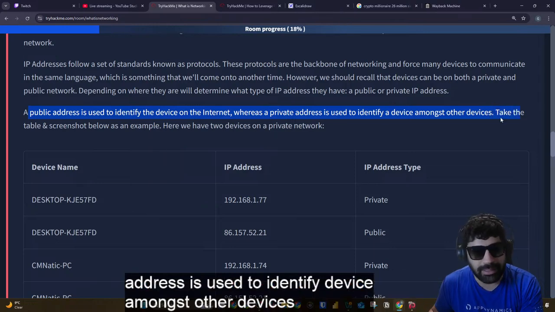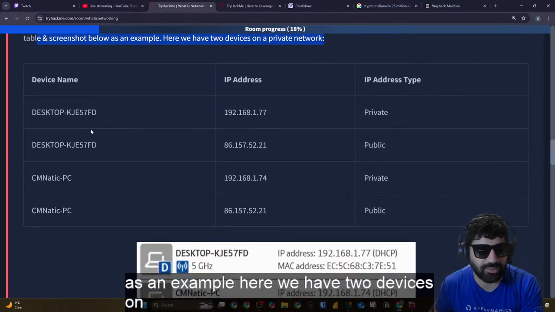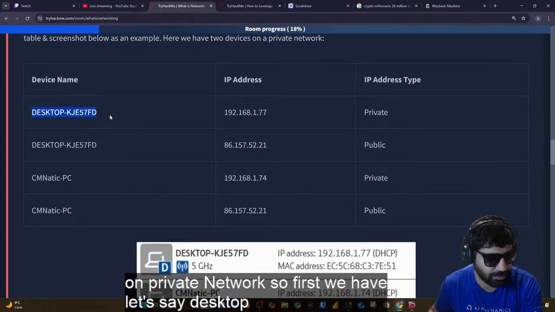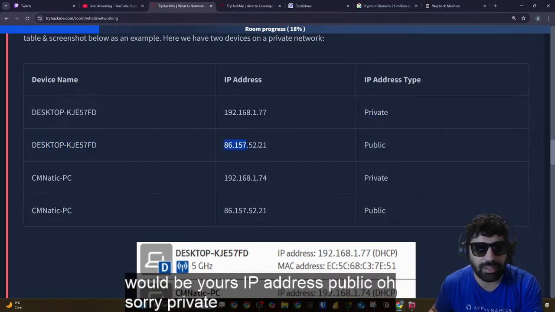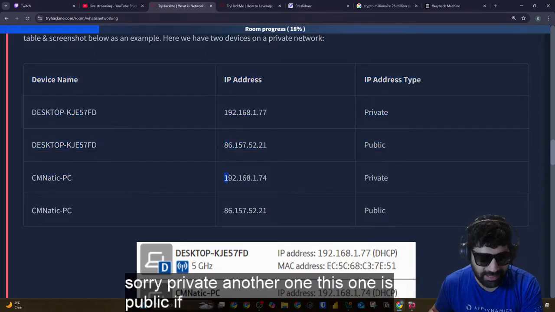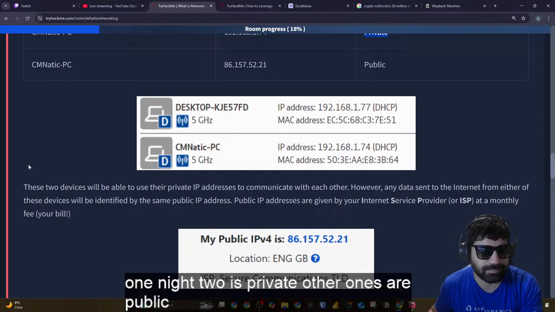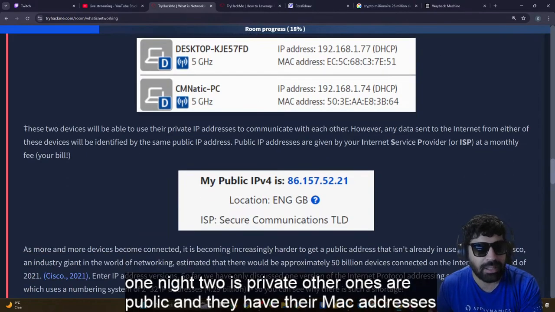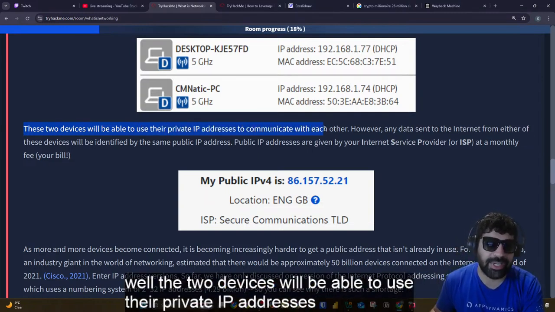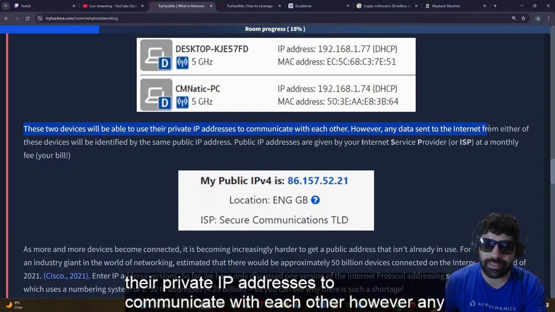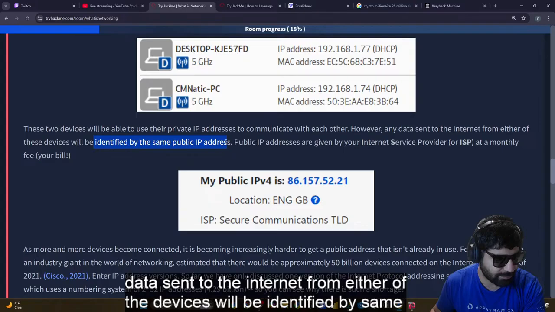Take the table and screenshot below as an example. Here we have two devices on a private network. First we have, let's say, a desktop name, say if it would be yours, with its IP address, public and private. Another one is also there. If you see 192, the one which starts with 192 is private. The other ones are public. And they have their MAC addresses as well. The two devices will be able to use their private IP addresses to communicate with each other. However, any data sent to the internet from either of the devices will be identified by the same IP address.